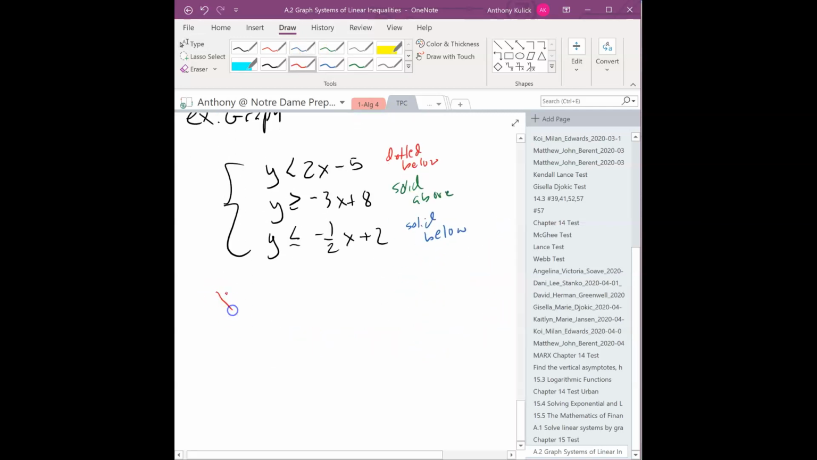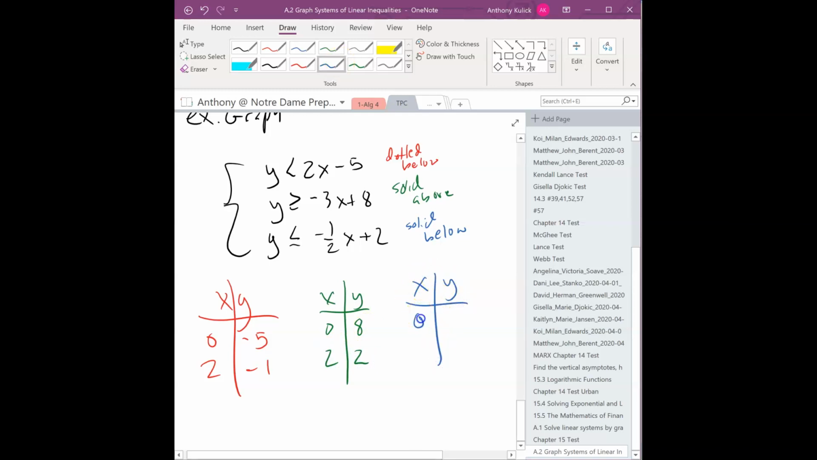So I'm going to make a separate XY table for each of the three inequalities. So the first one, maybe I'll pick 0 and I'll get negative 5, and then maybe I'll pick 2 and get negative 1. The next one, maybe I'll pick 0 and get 8, and then pick 2 and get 2. And for the last one, maybe I'll pick 0 and get 2, and then maybe I'll pick 4 and get 0.